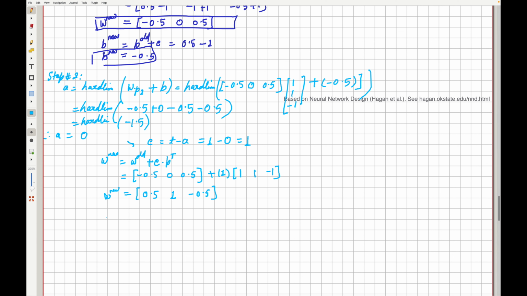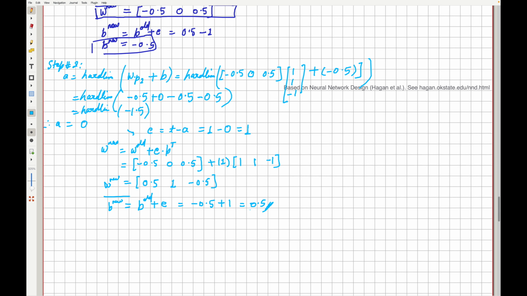W new, and again we can also calculate the new bias, which is simply going to be equal to the old bias. Then we can just add the value of e to this, and here the old bias b is minus 0.5, and we add plus 1 to it. So in the output we have plus 0.5 this time, so the bias is positive this time.